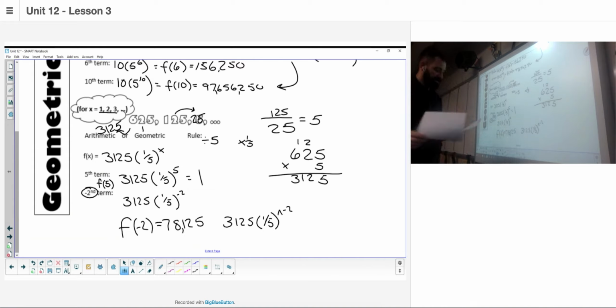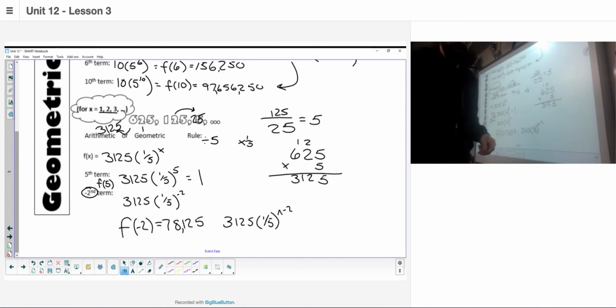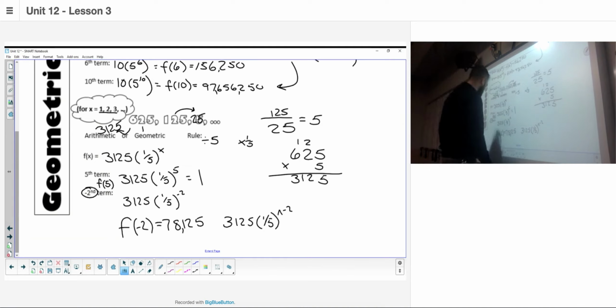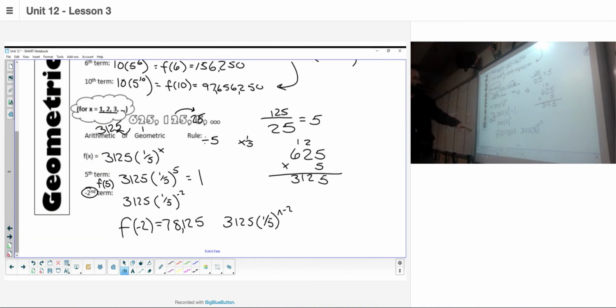That's it. You're done. That's all the notes for this lesson. It's not too hard. Just remembering where we put each number in our formula. Our A is our term 0, our B is our rule, and the X is the term number.